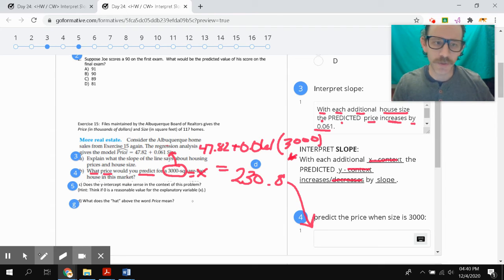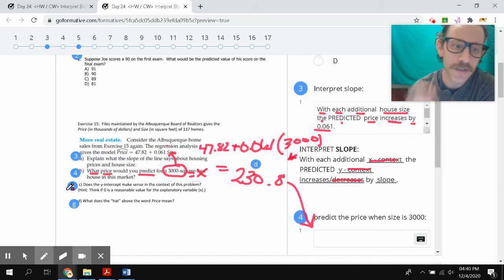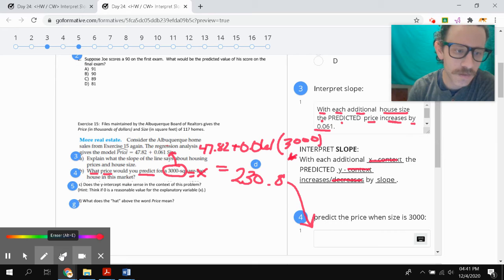The next thing that we want to pay attention to is y-intercept. If we look down at the question, it could ask you 2 different questions. One, it could ask me to interpret it, like number 3 asks to interpret slope or explain slope. Or it could ask, does it make sense to even interpret y-intercept? In this case, what does number 5 tell us? It says, does the y-intercept make sense? So this is a yes or no question, but we have to explain why. So don't just say yes or no.